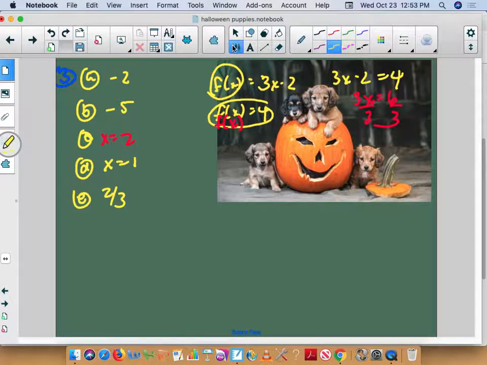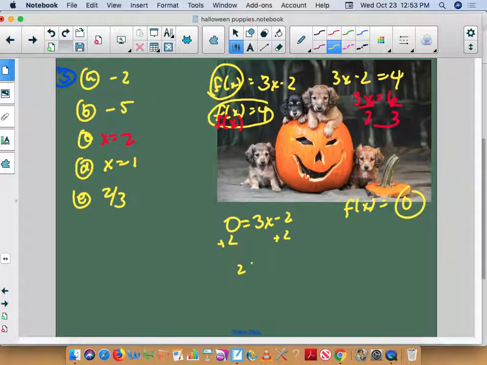Anybody get that? All right, so you have 3x minus 2. If I said f of x equals 0, that means I already have the answer. I'm looking for the input. I already have the output. So I would add 2. 2 is equal to 3x, and then divide by 3, and x is 2/3.